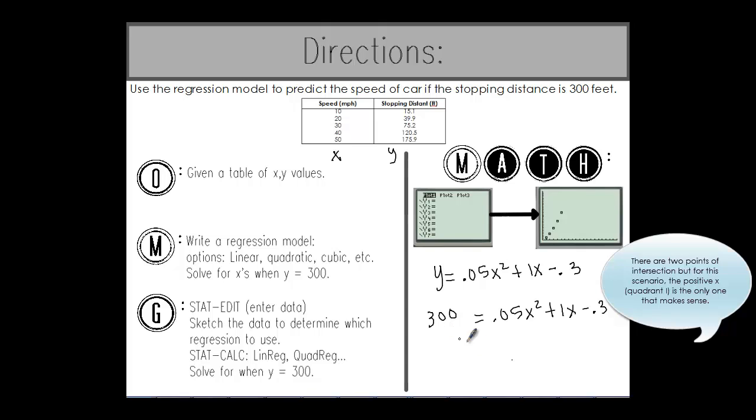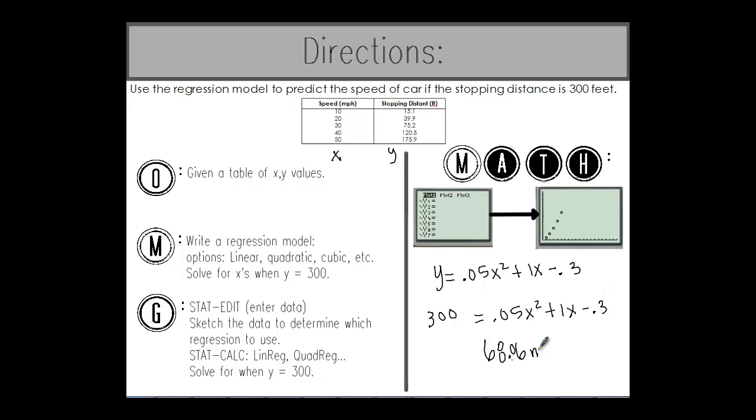So we have 68.06 is our speed, so miles per hour, when our stopping distance is 300 feet. So now that we have our model and we have answered our question, figure out the speed of the car if the stopping distance is 300 feet, we know that at 68.06 miles per hour, our stopping distance is going to be around 300 feet. So we have finished this problem.